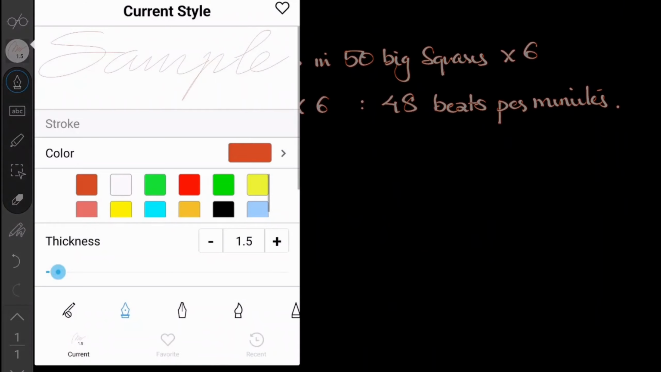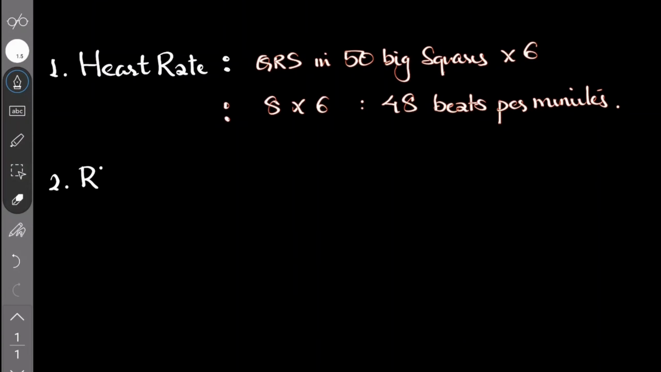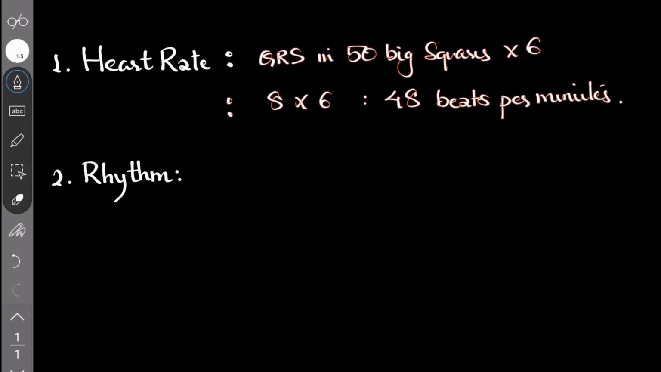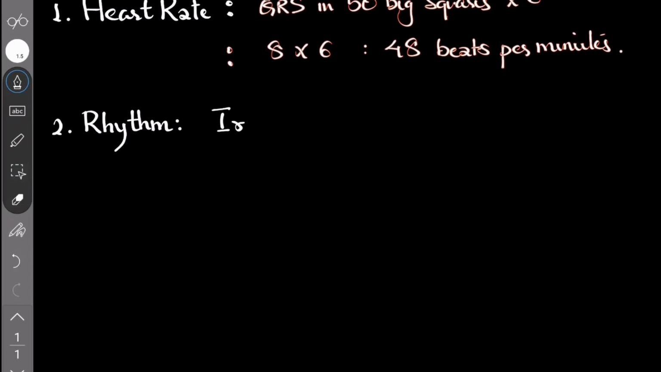Next, we'll think about the rhythm of the ECG. You see that the intervals are different, but all the P waves are followed by QRS, though the intervals are different. So it's not regular. The rhythm is irregular.